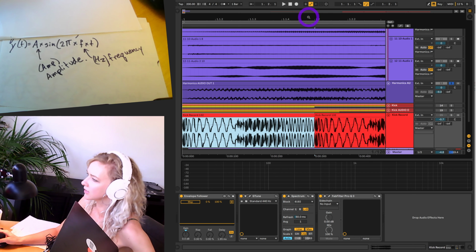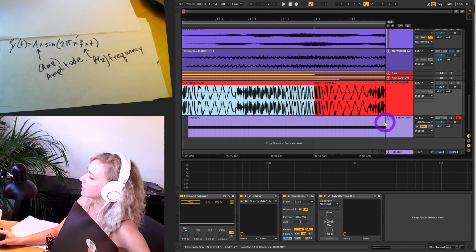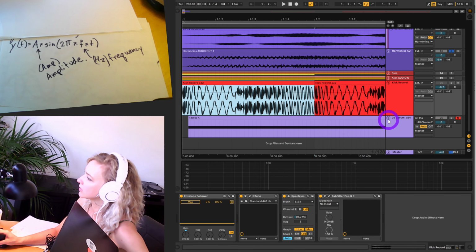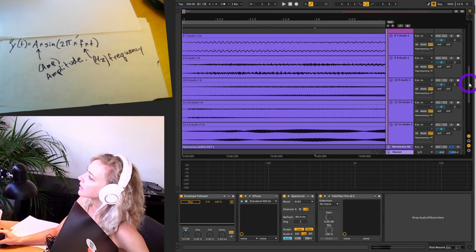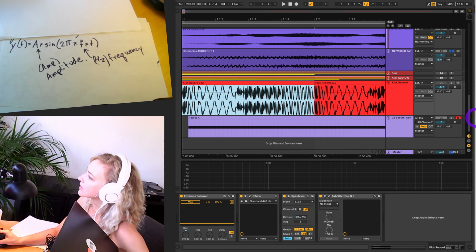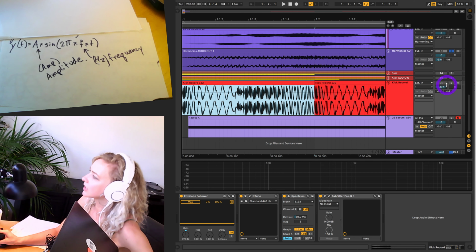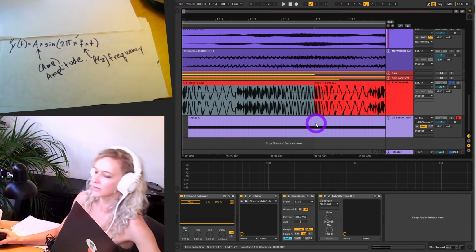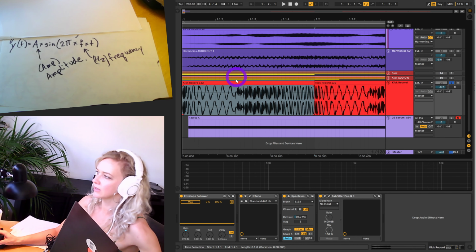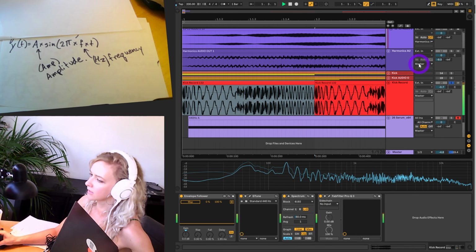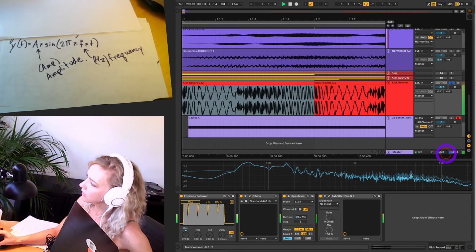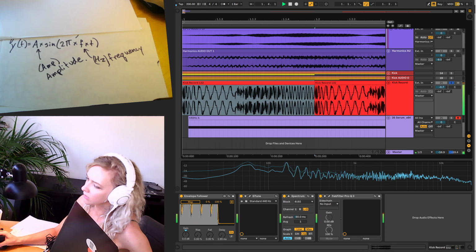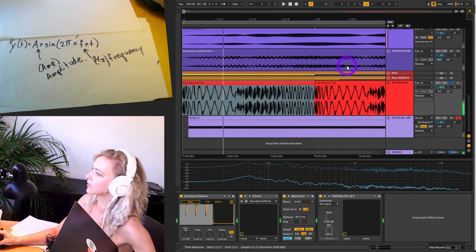So when you're looking at these waveforms, what I was doing here was comparing it to another kick. Oh, that's gone now. Anyway, when you look at a waveform, you should already be able to get an idea of how it's going to sound in terms of its loudness and its pitch. Sorry, that was really loud.